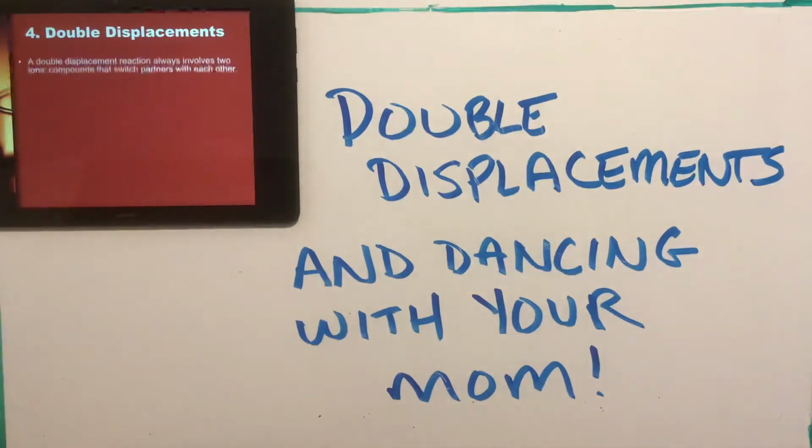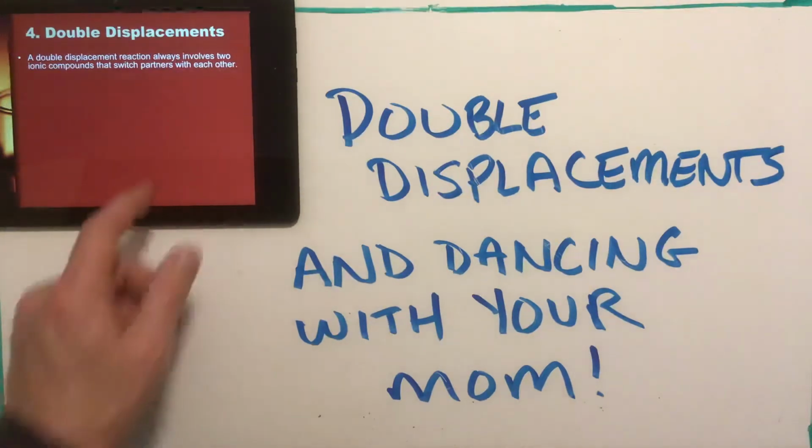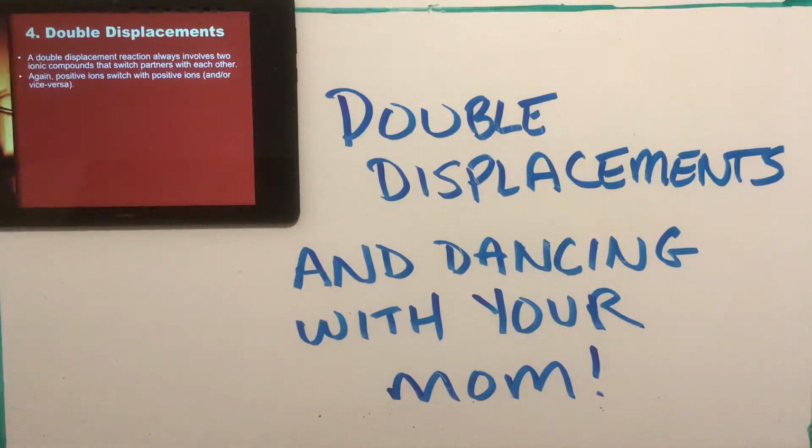So, a double displacement reaction involves two compounds. If you remember, a compound is two or more elements together. For our reactions today, they'll pretty much always have two elements. The odd one will have three if polyatomics are involved. But a compound always has at least two elements, and it's going to switch parts of it with another compound. We'll see what I mean in a second. The positive ions always switch with the positive ions. So here's what that means.